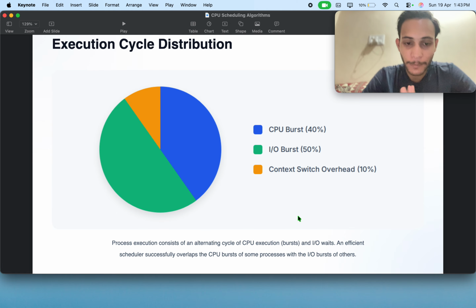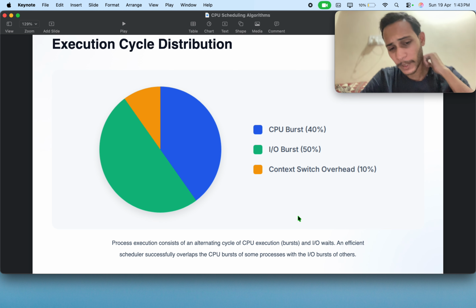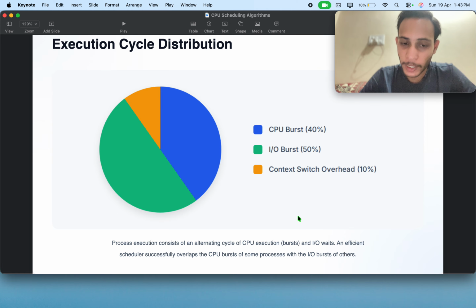The second to last slide is execution cycle distribution. It is important to understand what a process is actually doing. A process isn't just crunching numbers the whole time. It alternates between CPU burst and IO burst. CPU burst is the main task, IO burst is reading a file, waiting for a click, and all. A great scheduler overlaps these, so while one app is waiting on a hard drive, another is using the CPU.